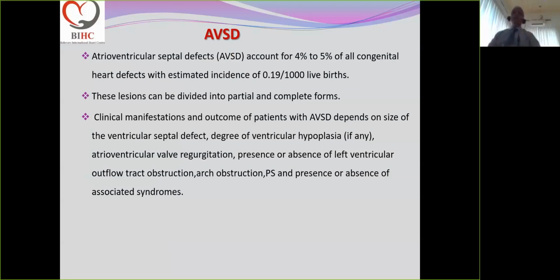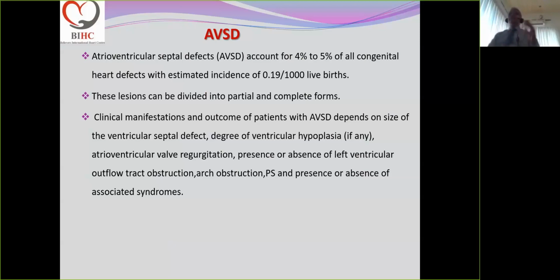So that much about PDA. Now we are going to less, not less common. Compared to ASD and VSD, they are less common, but equally important lesions, like an atrioventricular septal defect. The atrioventricular septal defects account for about 4 to 5% of all congenital heart disease, and they occur with an estimated incidence of like 0.2 per thousand live births.